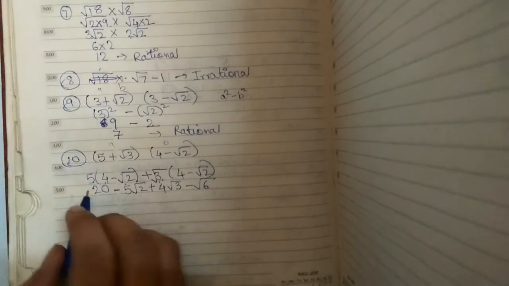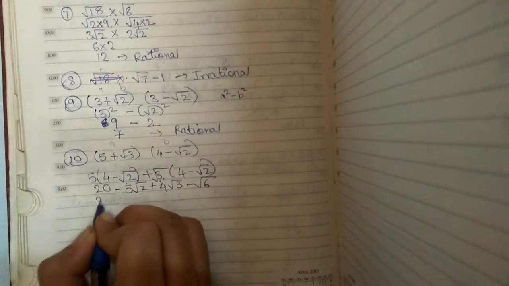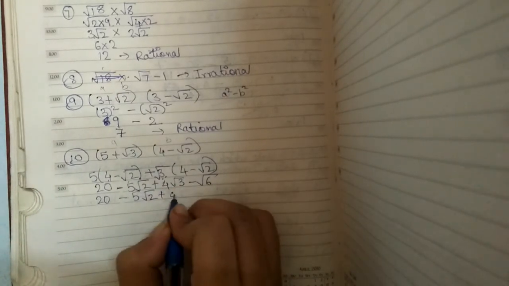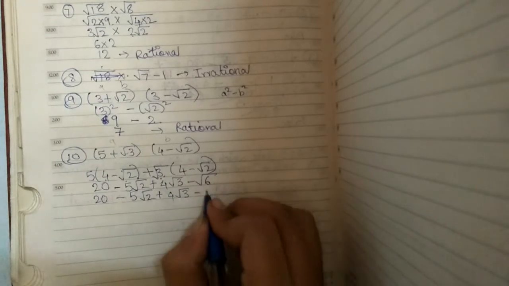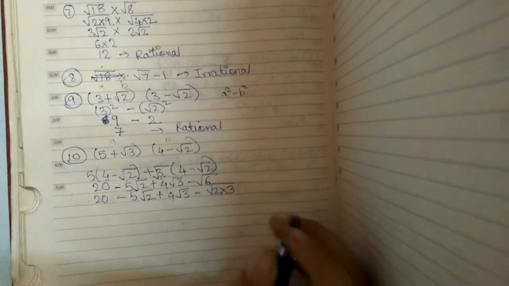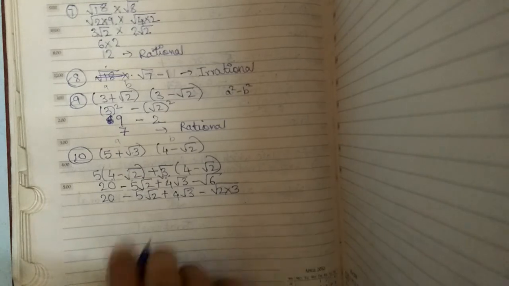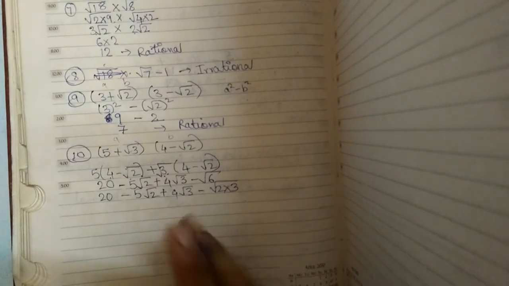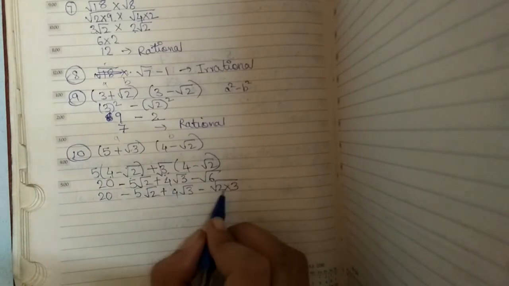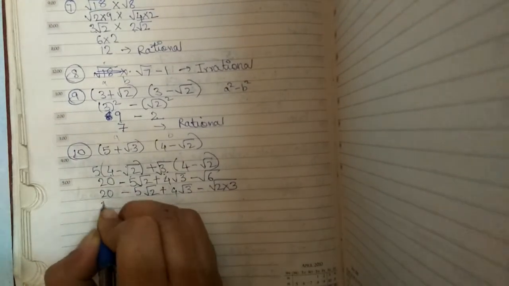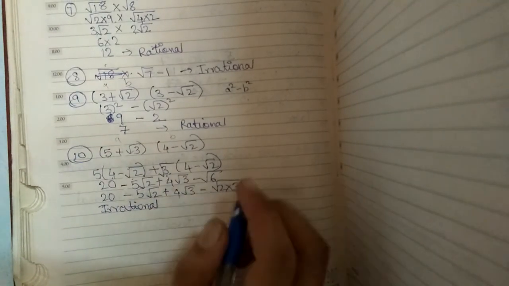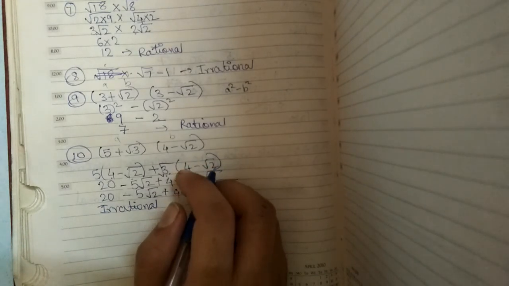Even if we solve, suppose we solve 20 minus 5 root 2 plus 4 root 3 minus 2 into 3, still we won't be getting any proper answer. So directly we can conclude that since roots are given, this is an irrational number. So this was all about question number 3 from exercise 1B. Thank you.